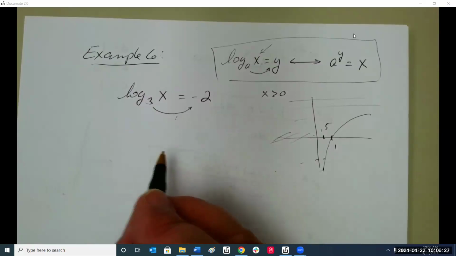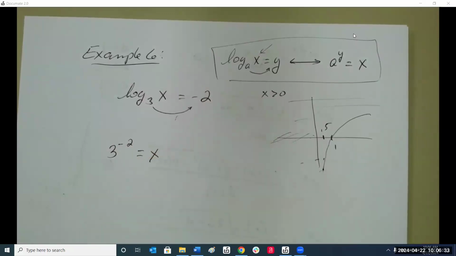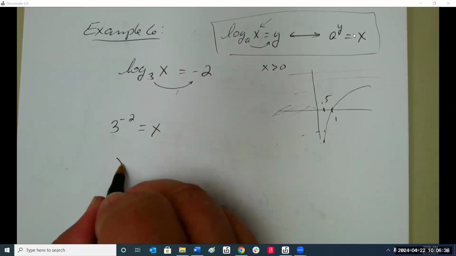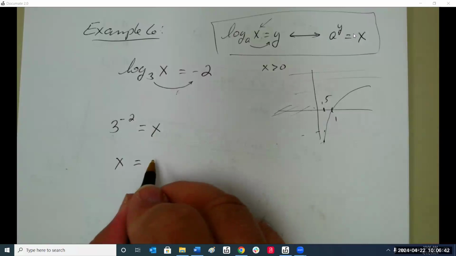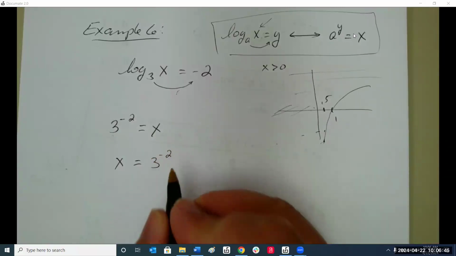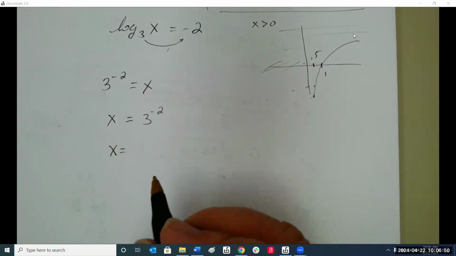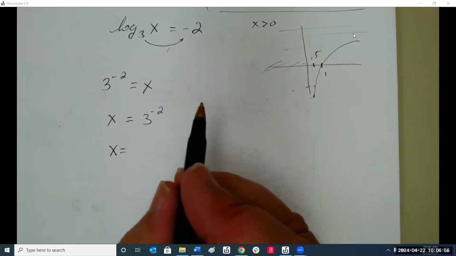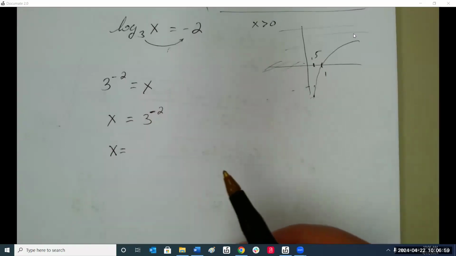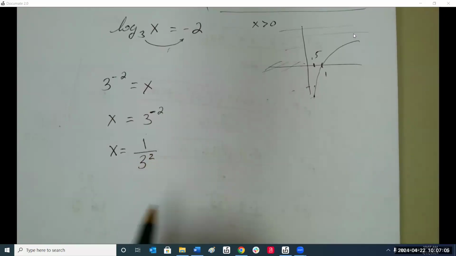It becomes what? 3 to the power negative 2 equals x. So x equals what? What do you do with negative exponents? Turns them into a fraction. Yes. So this number now goes on the bottom, drop the negative. Very good. So it becomes 1/9. That's my x value.